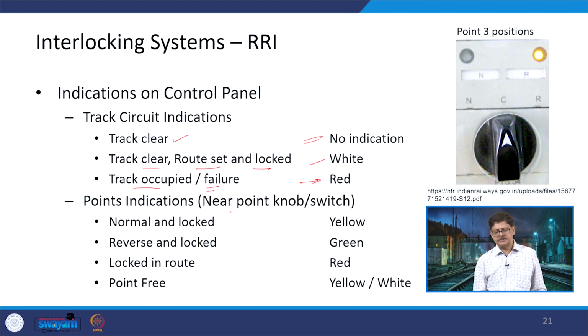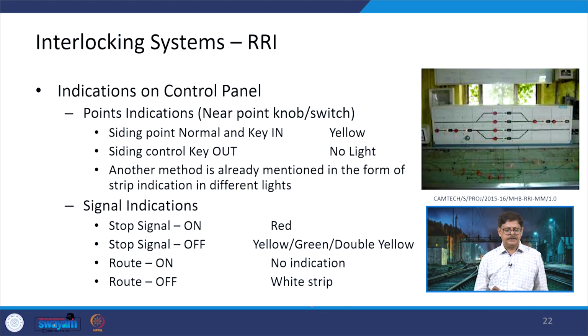Then the point indications near the point knob and the switches: normal and locked yellow, reverse and locked green, locked in the route is red, and the points are free, that means yellow or white. So, this is how the indications will appear on your control panel and you can understand what is happening. Then if the siding points are there, they are normal and the key is put in, then it is yellow, but if the key is out, there is no light shown, it means it is available.